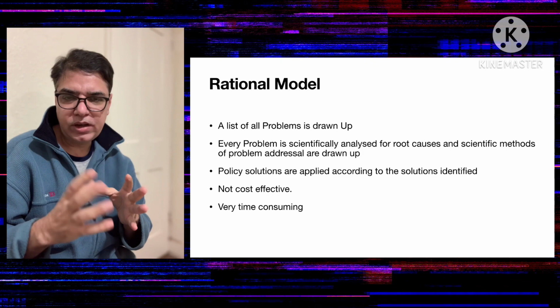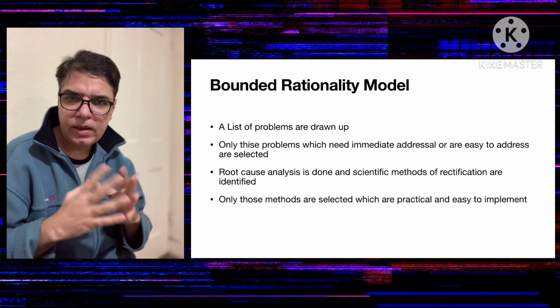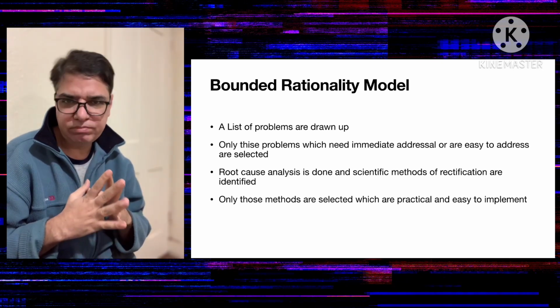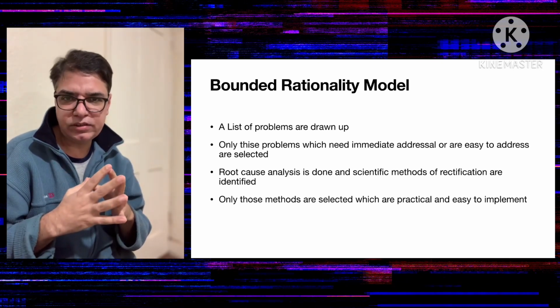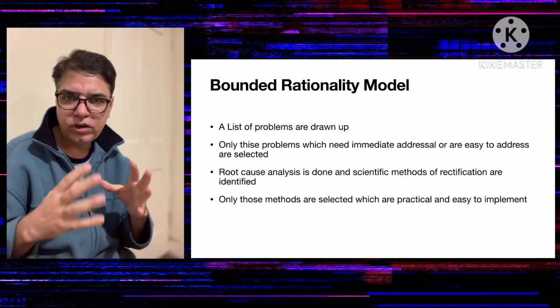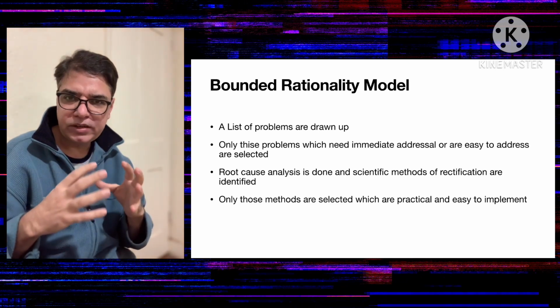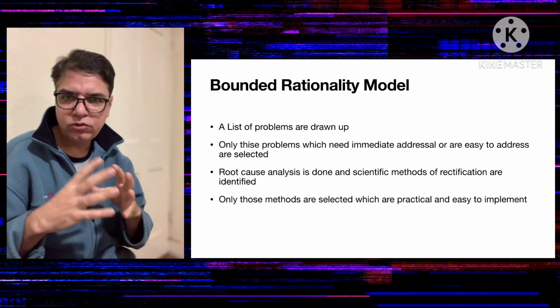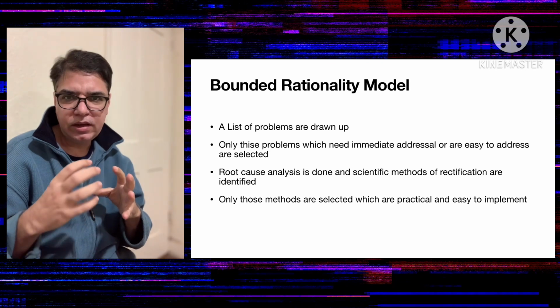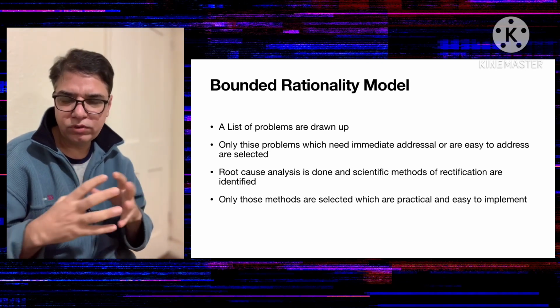Then we come to another model of policy making, which is known as bounded rationality. Bounded rationality, as the word says, is a combination of the scientific method, but it is also bound. In other words, you are very much aware of the practical constraints that you have. So you will look up the problems again, take them by your priority list, and look at the root causes of those problems.